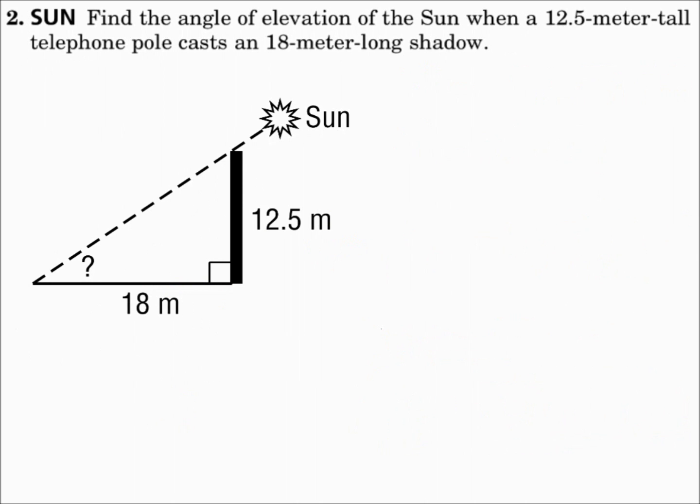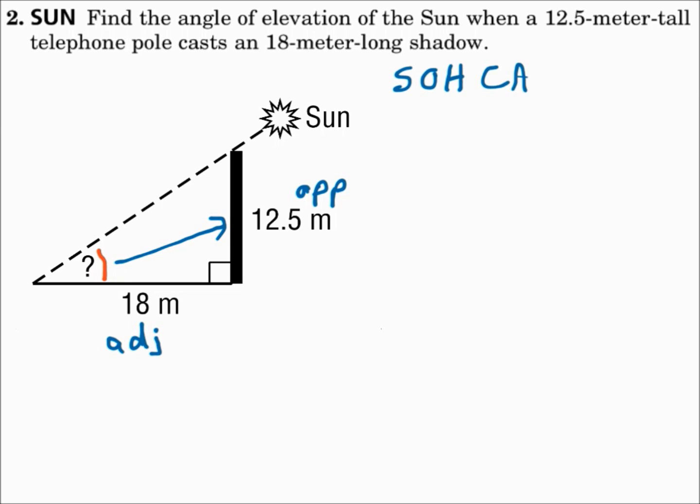Number 2. Find the angle of elevation of the sun when a 12.5 meter tall telephone pole casts an 18 meter long shadow. Well, I'm looking for the angle of elevation. The telephone pole is vertical, that's my 12.5. The shadow is on the ground, so it's horizontal. So consider those in your triangle. Now identify the sides. The side across from our angle is opposite. The leg next to it's adjacent.